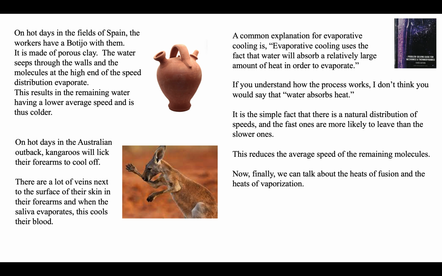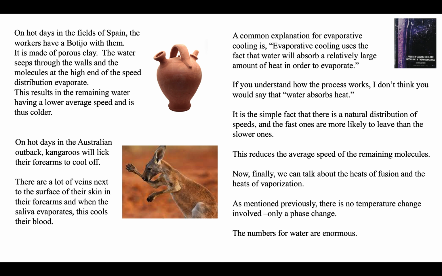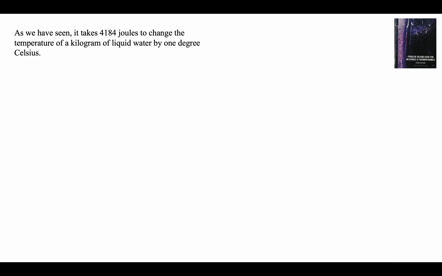So now we can talk about heats of fusion and heats of vaporization. There's no temperature change involved, only a phase change. The numbers for water are enormous. Once you see these numbers, you'll understand why a kangaroo licks its forearms. It takes 4,184 joules to change 1 kilogram of water by 1 degree Celsius. It takes 2,260,000 joules to take 1 kilogram of liquid water at 100 degrees Celsius to a kilogram of water vapor at 100 degrees Celsius. So you're just changing the phase, not even changing the temperature.